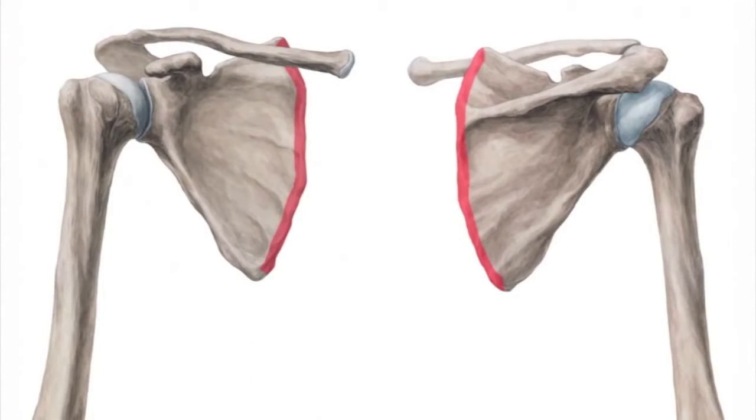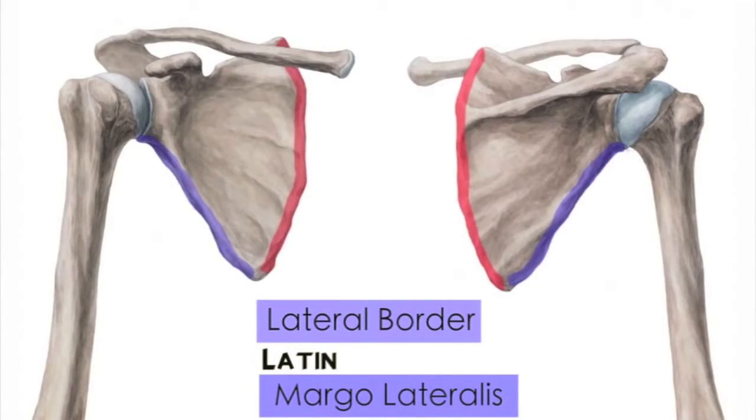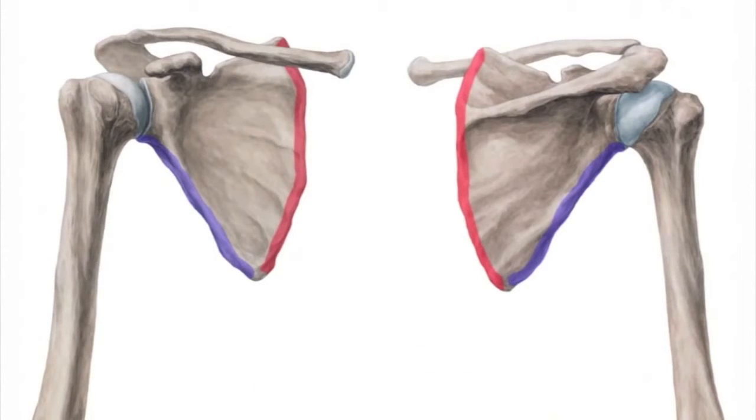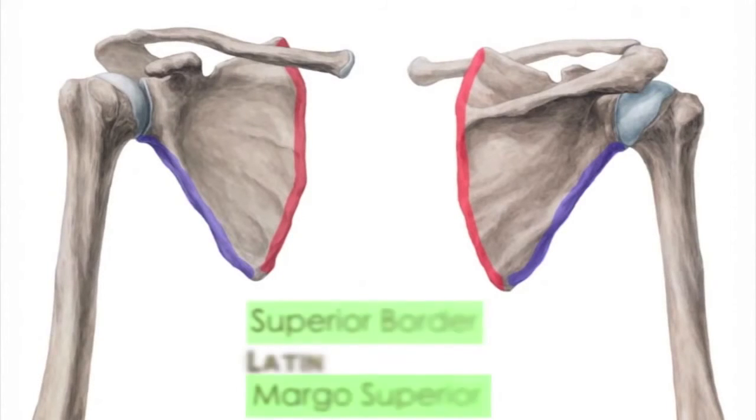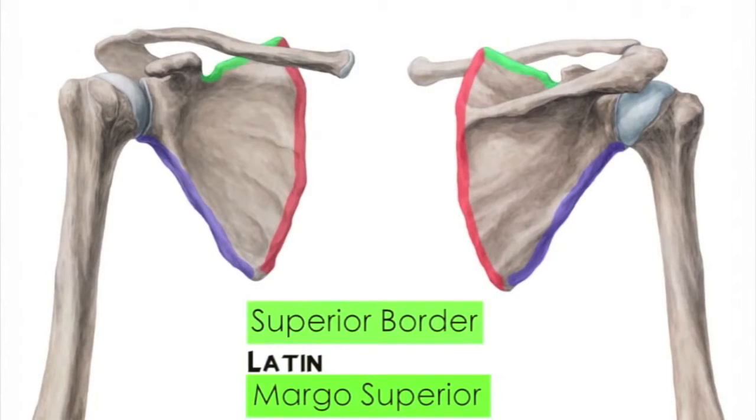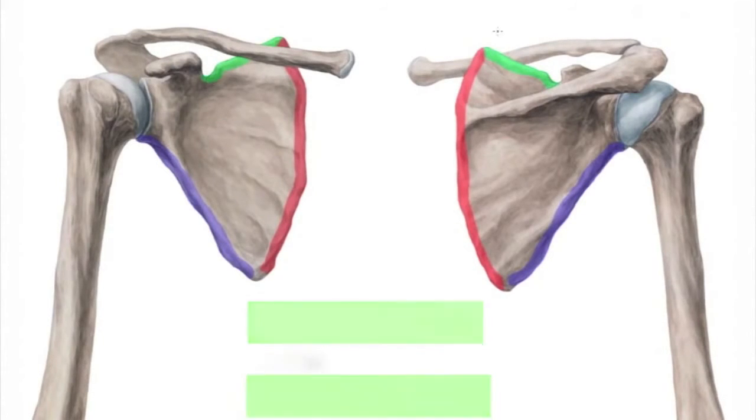Now the second border that you need to know is the lateral border, which will go from the lower margin of the glenoid cavity, which is a structure that is articulating with the head of the humerus, that we're going to learn about later in this tutorial, and goes all the way down to the inferior angle. Now the last one is the superior border. This is the shortest and the thinnest, and will extend from the superior angle all the way to the base of the coracoid process, as you can see here.